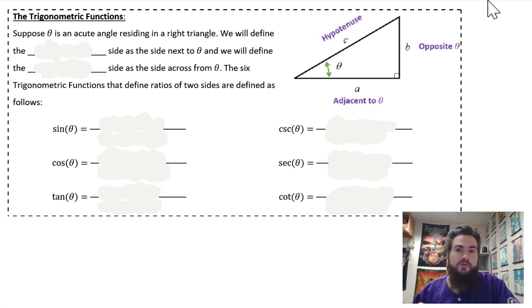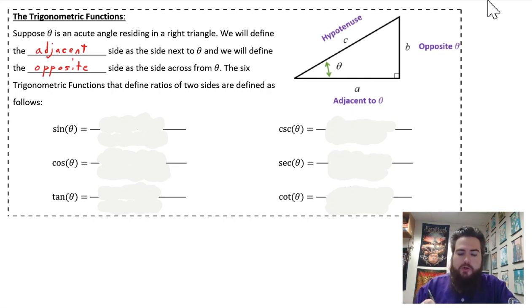The side lengths in the triangle we will define relative to the angle measure in question. In this case, we're going to say theta is an acute angle measure residing in a right triangle. We will then define the adjacent side as the side next to theta, and we will define the opposite side as the side across from theta. Note that we are not saying that one side is called the opposite side in that triangle, and one side is the adjacent side in that triangle. It depends on the angle measure in question.